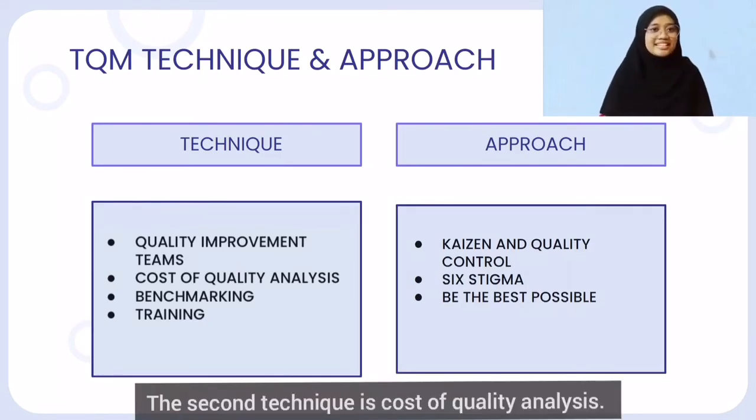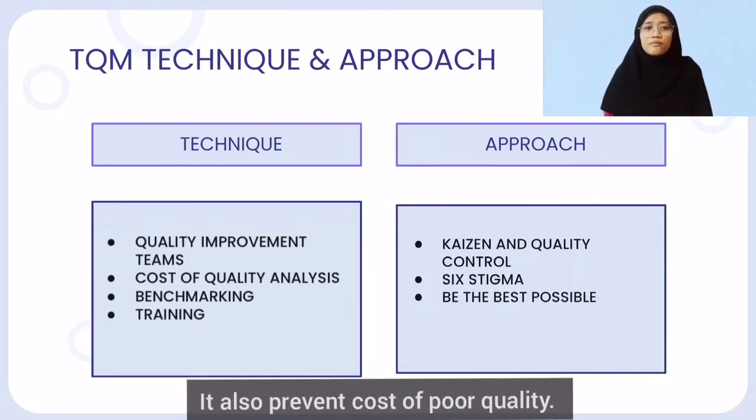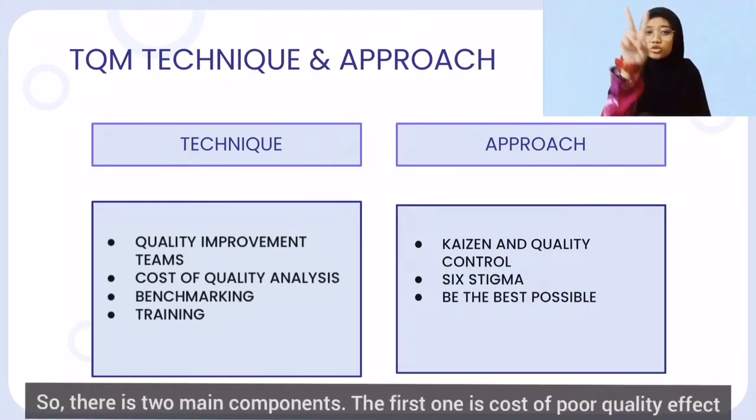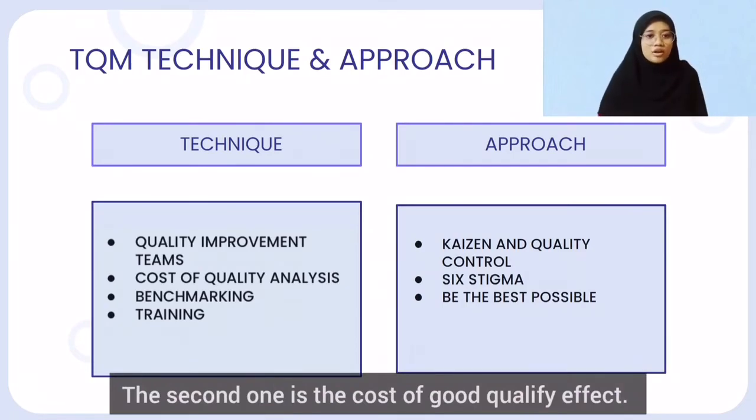The second technique is cost of quality analysis. It is used to evaluate potential cost savings related to doing work right the first time. It also prevents the cost of poor quality. So there are 2 main components. The first one is the cost of poor quality effect, which involves internal and external costs. And the second one is the cost of good quality effect.